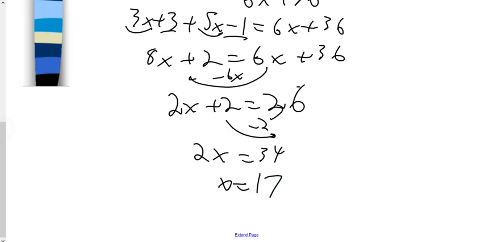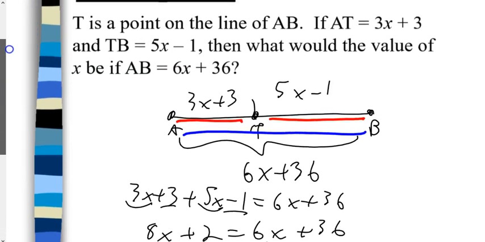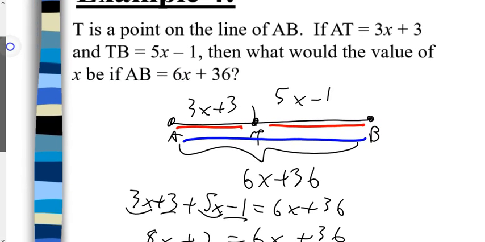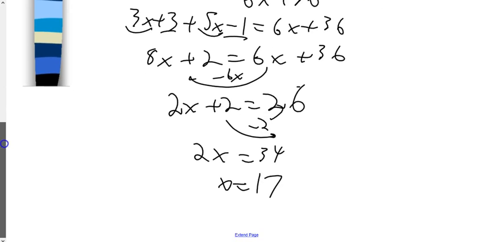Now, what did my question ask me to do? What would the value of x be? And I'm done. It just wanted me to solve for x. It did not ask me to plug in and find any values. But if it did, that's all I would have to do.